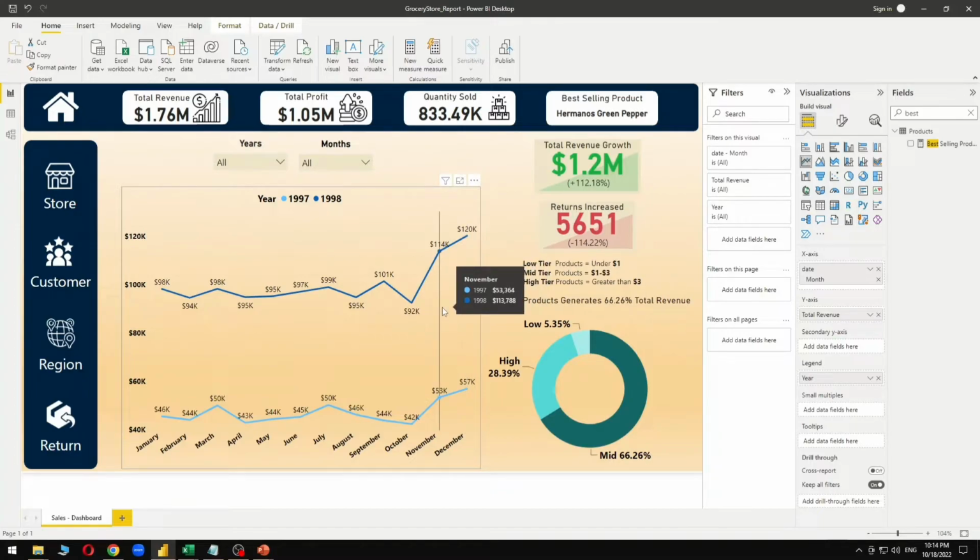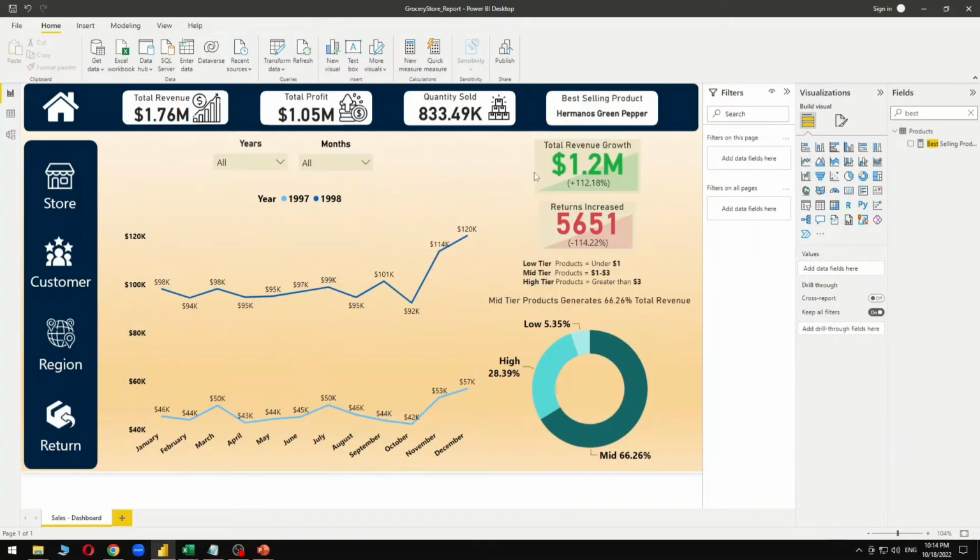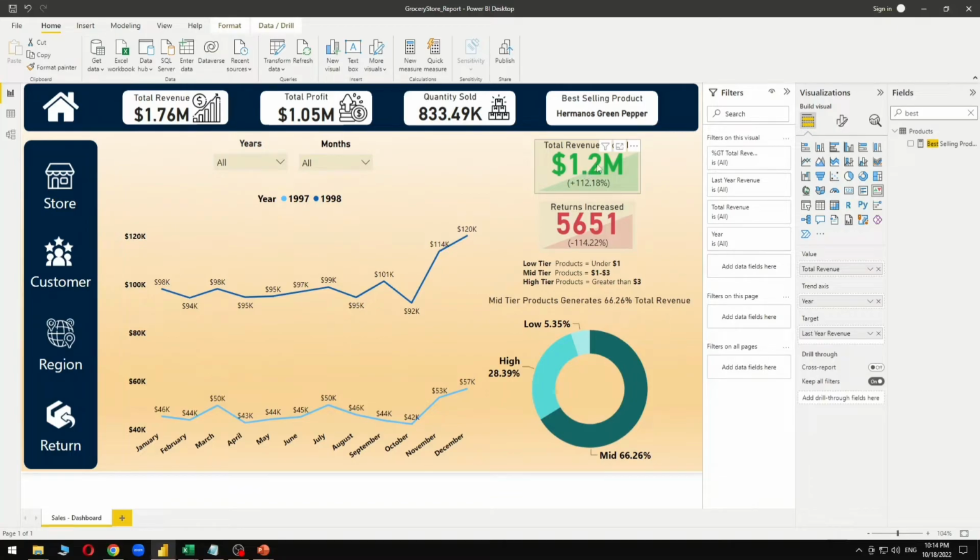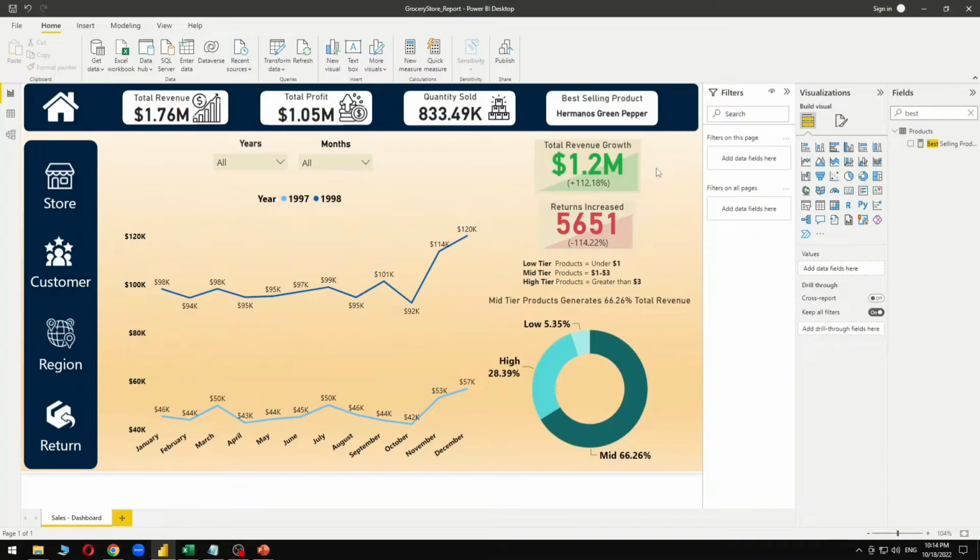Now the most important part is the key performance indicator. We can easily see that the 1998 revenue is $1.2 million. That is the total revenue growth, and how much it has increased compared to the previous year, that is 112.8% more compared to 1997. So it surely shows a green signal that the sales are getting high, so the profit as well as the revenue of the company is going high.